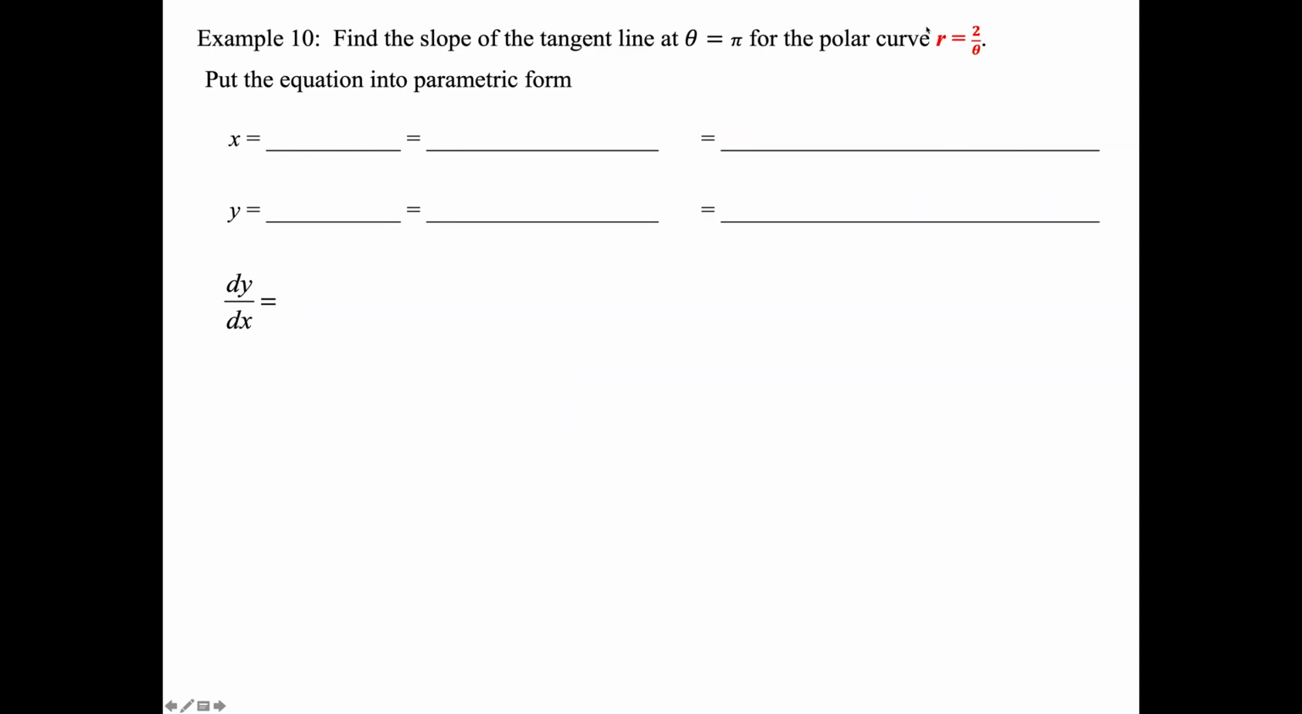Okay, example 10. Here we got a little bit of a goofy looking r. Nothing changes, but what I would probably do is plug this in as 2 times theta to the negative 1 power, so I can use my power rule on my variable theta when I do the derivative. So I'll substitute that in, and now I'm going to get ready for doing, again, the product rule. So let's start out with dx over d theta. Again, remember, if you want to change it to y on the top, x on the bottom, so it matches dy over dx, power to you, because that's what I would prefer to do.